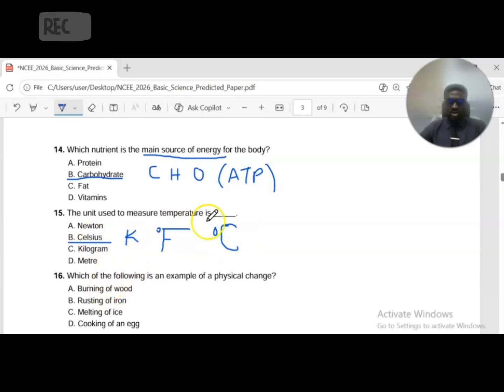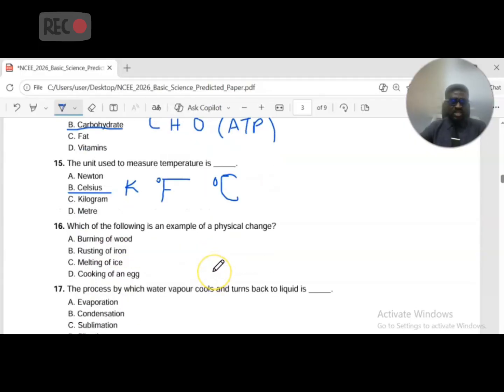In case you see any of these options sometimes tweaked, you can pick from them. Newton is used for measuring force, that's capital letter N. Kilogram is used in measuring mass, while meter is used in measuring distance. Question 16 says, which of the following is an example of a physical change? Remember, there are physical changes and there are chemical changes.